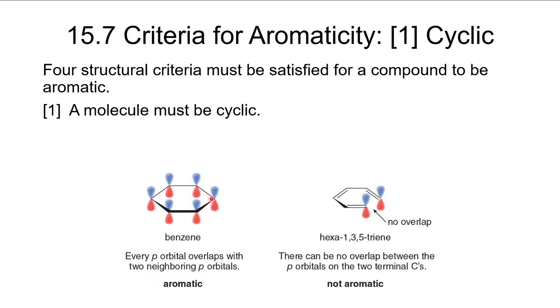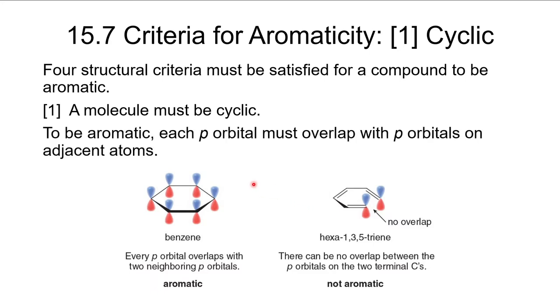With benzene, we will see it's cyclic, and that means that each of the p orbitals on each carbon are capable of delocalizing. So we can delocalize the electrons across all six of those orbitals. In the case of hexa-1,3,5-triene, because it's not cyclic, there's no overlap between this p orbital and this p orbital on carbons 1 and 6. And because there's no overlap there, we do not get complete conjugation. We don't get that overlap, and therefore it is not aromatic. So in order to be aromatic, each carbon needs to have a p orbital, and all of those carbons need to be on a ring. So it has to be cyclic.